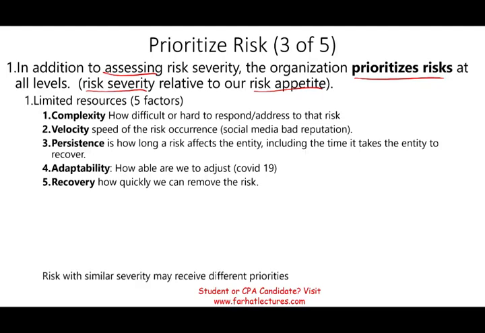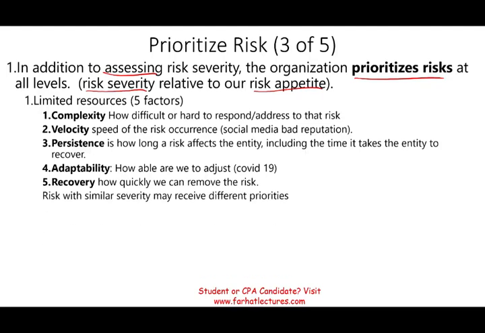Now, remember, risks with similar severities may receive different priorities. So even though they might have the same severity, they have different priority. For example, for an airline company, customer reputation and labor negotiation are both important. You're negotiating with your employees, but you also have a business reputation, a customer reputation. Well, you want to focus on the customer reputation more than negotiating with your labor union, because if you lose your customers, you're not going to have the revenue. Okay. So although they're both severe and affect the company negatively, they can receive different priority.